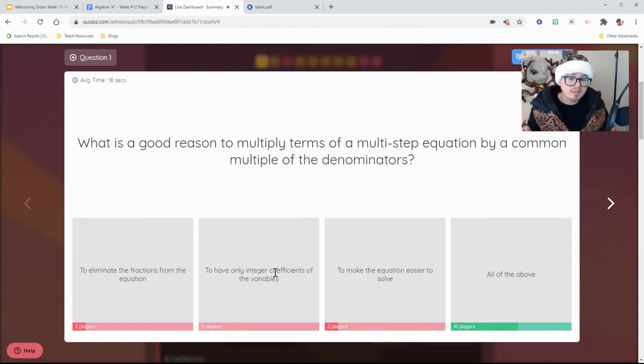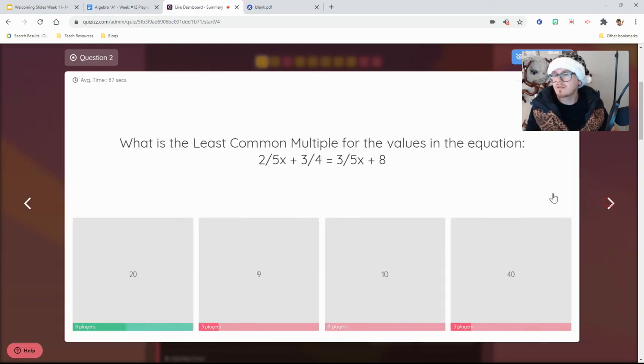Integer coefficients, integers are just numbers, and when they're plain numbers, they're easier to work with, and it tends to make the equation easier. But you don't have to do that, so that's important to know. Make sure you guys are commenting so I can respond to your needs while I'm doing this. What is the least common multiple? And I appreciate the participation.